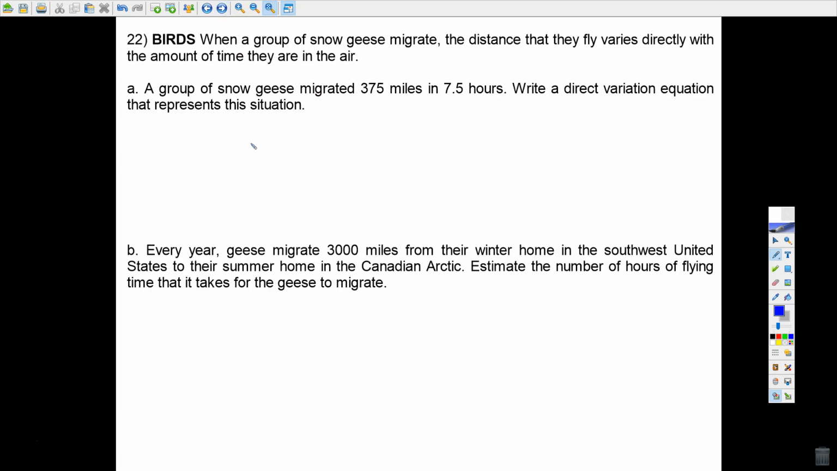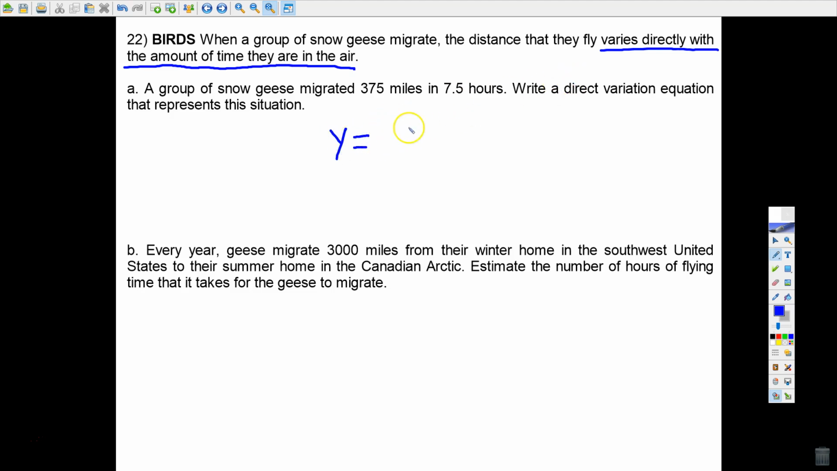Another word problem. Top of page 505, number 22. When a group of snow geese migrate, the distance that they fly varies directly. So you need to be good at these word problems. You will be seeing some of these on your test. So if you had to rely on this video, make sure you can go back and do this on your own without looking. Varies directly, of course, means multiplication by our constant of variation, k. So let's see. Write a direct variation equation that represents this situation.